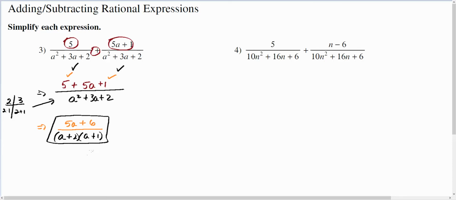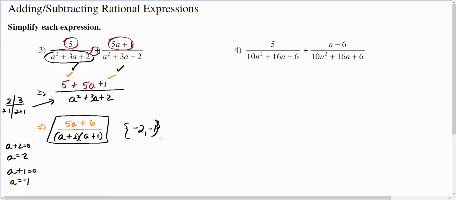Even though we've factored the denominator, it doesn't really help us in simplifying this further. Nothing really cancels. But what it does help us with is getting our excluded values, right? Because this is the original denominator. So the excluded values are going to be a plus 2 equals 0, that means a equals negative 2, and a plus 1 equals 0, that means a equals negative 1. So the excluded values for this problem are negative 2, negative 1.